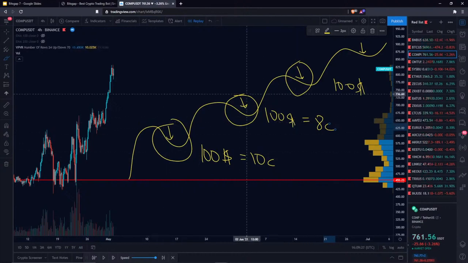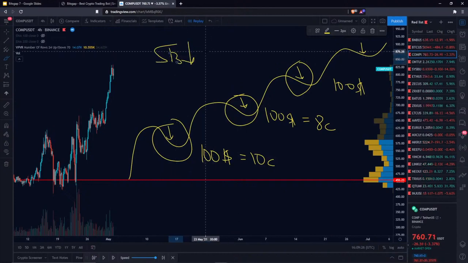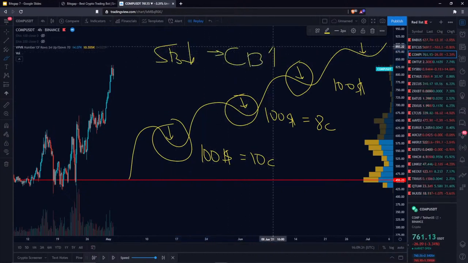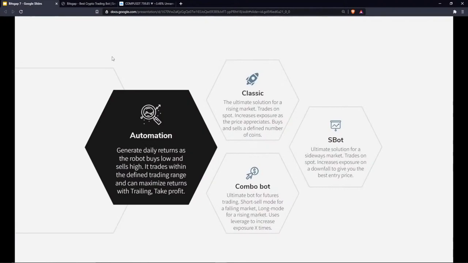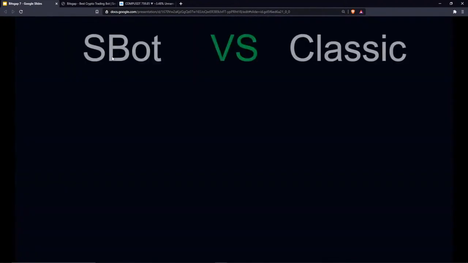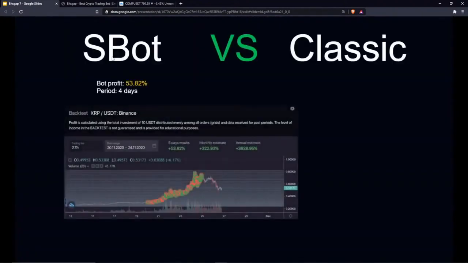So eventually you end up having a lower return in the SBot compared with the classic bot that would bring you more returns on this same market scenario, okay? So that's the thing what makes SBot different from the classic bot. So that's why we launched the classic bot, and I think I even have this sample. Yeah, so here we go. You see, I launched the bot, that was the SBot. Same period, 4 days, on XRP trading to USDT.